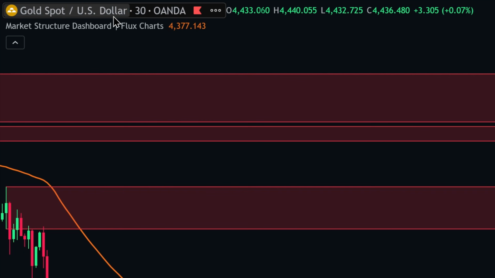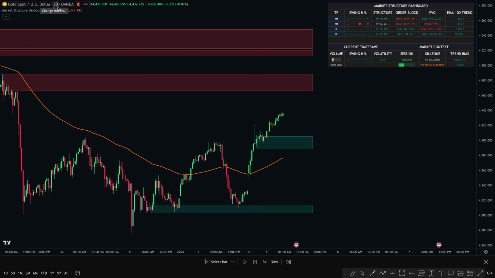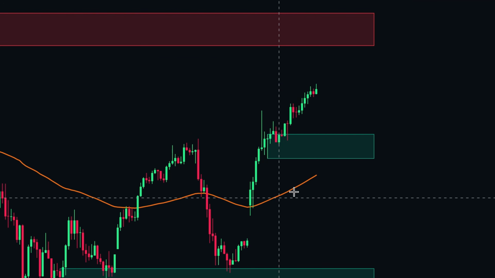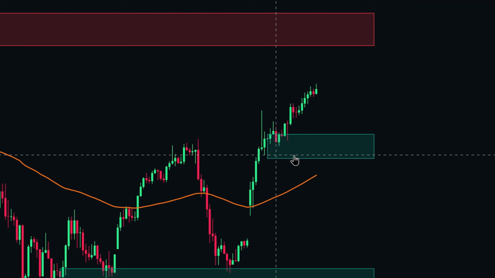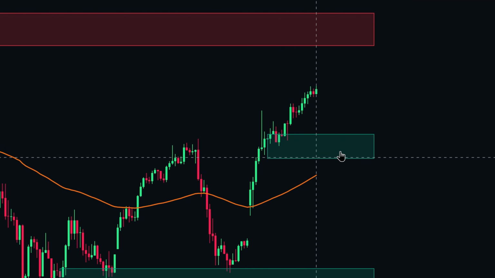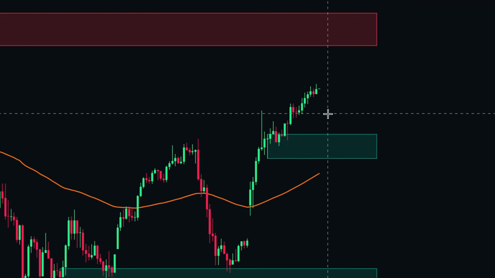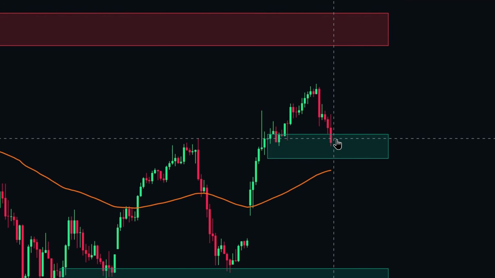We are on the gold chart on the 30-minute time frame and we are looking for a buy opportunity. The first thing we check is the trend using the 100 EMA. As we can see, price is clearly above the EMA, so the bias is bullish. Next, we identify a bullish order block. This green zone on the chart is the bullish order block detected by the indicator. We do not enter immediately. Instead, we wait for price to retrace back into this zone. Now we can see that price has retraced and is currently trading inside the bullish order block.